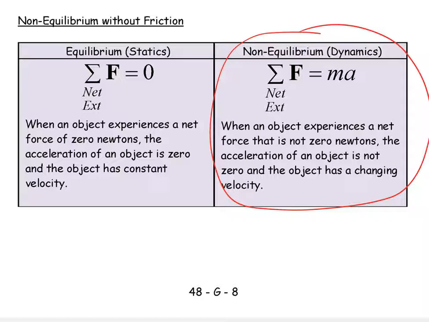There is a net force, and that has a magnitude which will equal the mass of the object acted upon times the acceleration of the object. Acceleration is a vector, so it will have the same direction as the net force. And we say when an object experiences a net force that is not 0 newtons, the acceleration of the object is not 0, and the object has a changing velocity. And so we're going to have an object and it's going to have a net force on it.